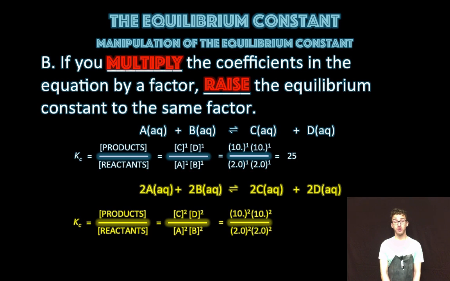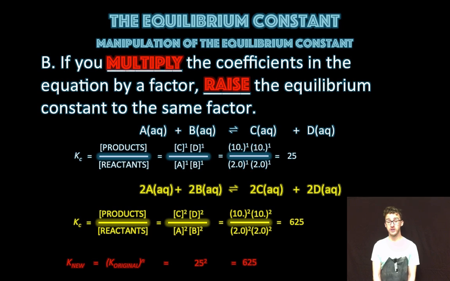All we've done is multiply this equation by a factor of 2, so notice how that changes the exponents in my expression for the equilibrium constant. Here, the value of my equilibrium constant is going to be 625. In short, the equilibrium constant of your new reaction, the one that has been multiplied by a factor, is equal to the equilibrium constant raised to that same factor.